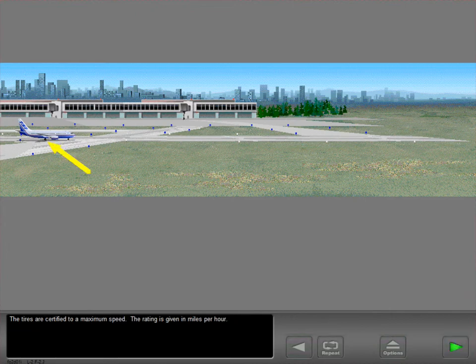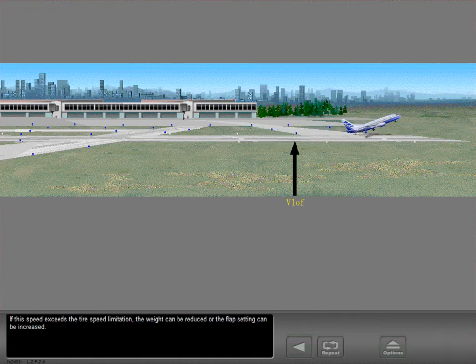The tires are certified to a maximum speed. The rating is given in miles per hour. The airplane's ground speed must not exceed the maximum rated tire speed. The airplane reaches its maximum ground speed at liftoff.